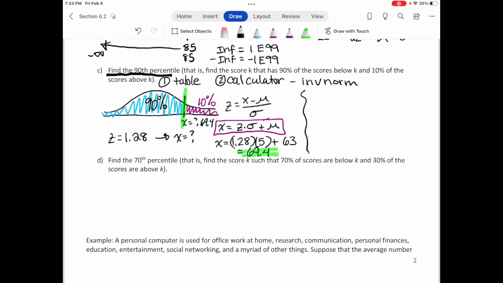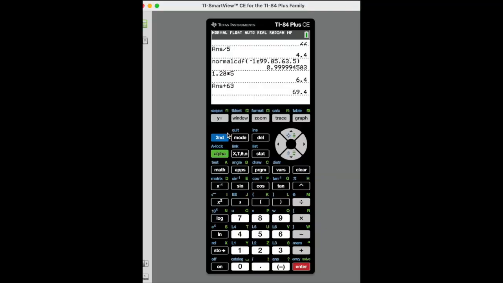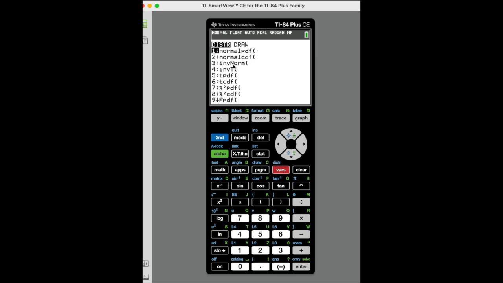So now let me show you how you can additionally do this using the calculator. Using the calculator, rather than using the table, it's just another way to do it. I'm going to go to the distribution list again. I'm going to hit second bars, and I'm going to use option number 3, inverse norm. I'm going to hit enter. I'm going to put in the area to the left, which is basically the percentile. So I'm going to put 0.90. I'm going to put in my mean, which is 63, and my standard deviation is 5.